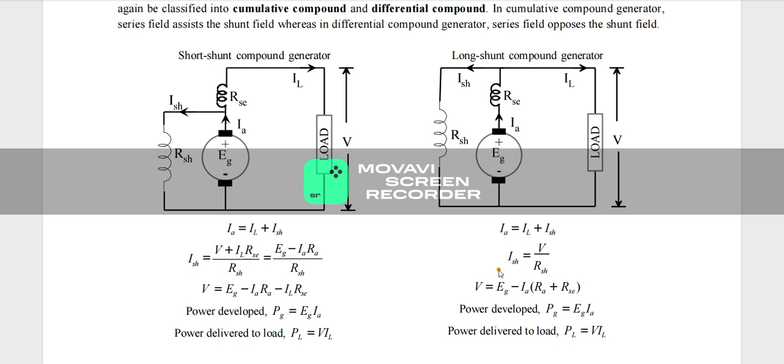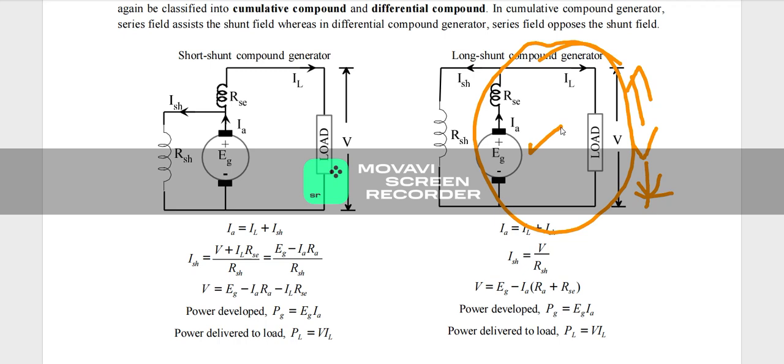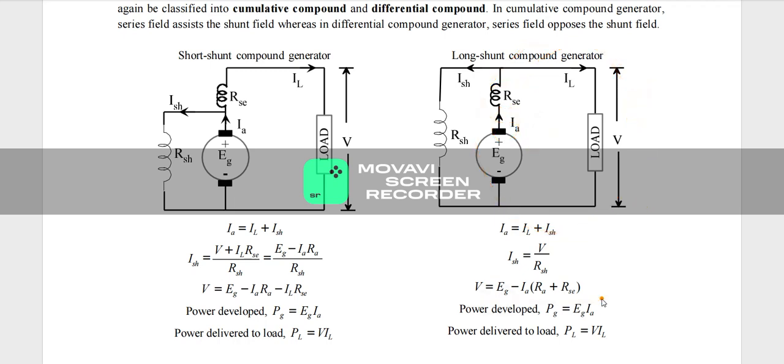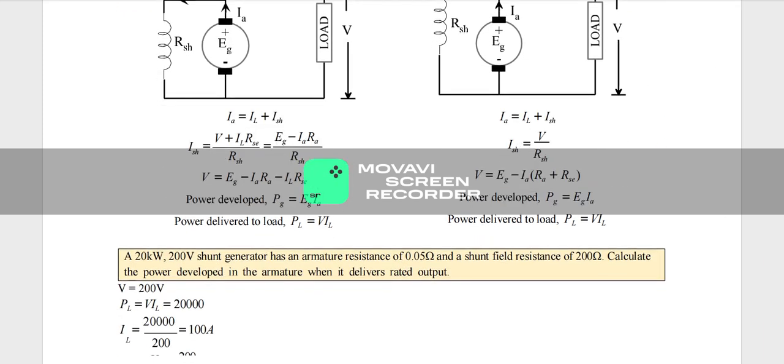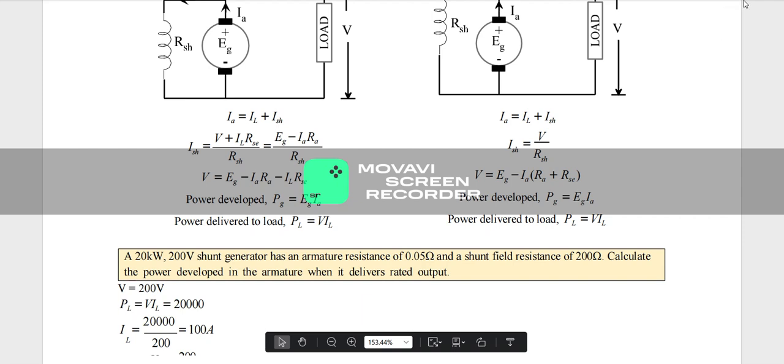Okay. Then what will be the equation for terminal voltage V? What will be the value of V? As we already know, this is our V, right? That is Eg, and we have to consider the IA RA drop, and we have to consider this IA into RSC drop. So V is equal to Eg minus IA RA minus IA into RSC. That will be the load voltage. And as already said, power developed will be Eg into Ia, and power delivered to load will be V into IL. There will not be any changes in this one. Hope it is clear. Thank you.